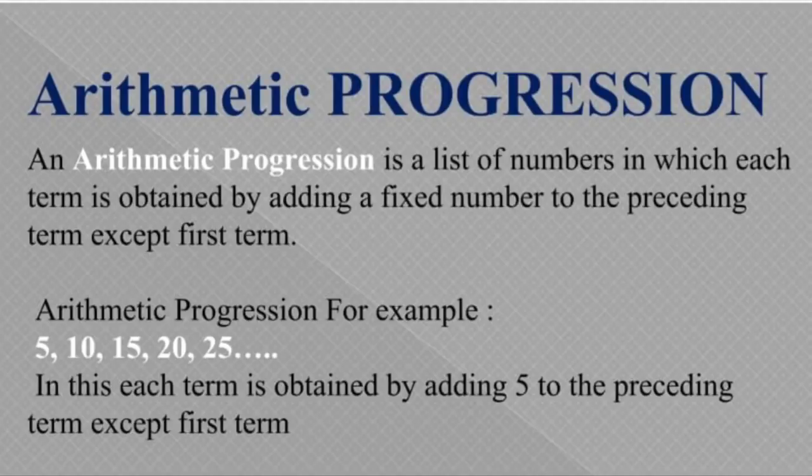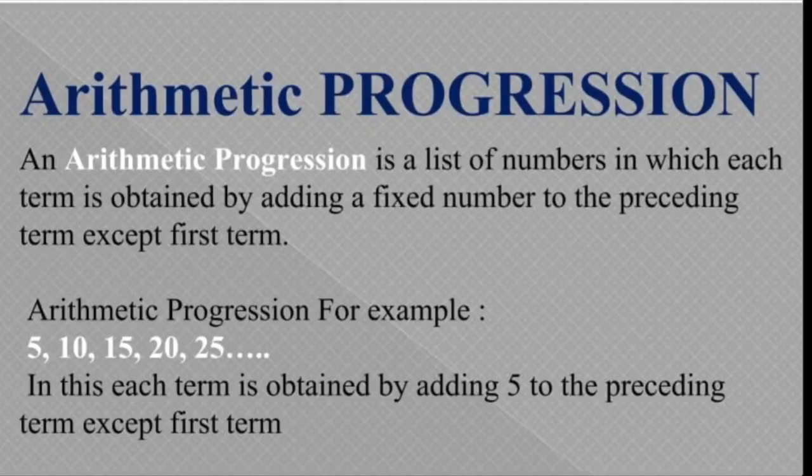Arithmetic progression. An arithmetic progression is a list of numbers in which each term is obtained by adding a fixed number to the preceding term, except the first term. I repeat, an arithmetic progression is a list of numbers in which every term is obtained by adding a fixed number, or a constant number, or common difference to the preceding term, except the first term. For example, 5, 10, 15, 20, 25 and so on. Now in this, each term is obtained by adding 5 to the preceding term, except the first term.